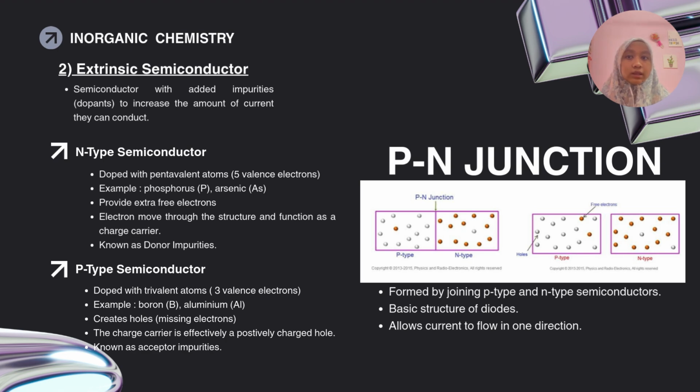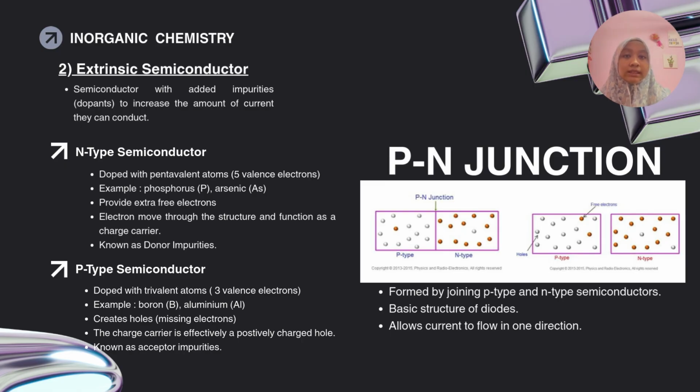A P-type semiconductor is a semiconductor that is doped with trivalent atoms, which have 3 valence electrons, for example boron and aluminium. A P-type semiconductor creates holes, which are missing electrons. The charge carrier is effectively a positively charged hole, and these are known as acceptor impurities.